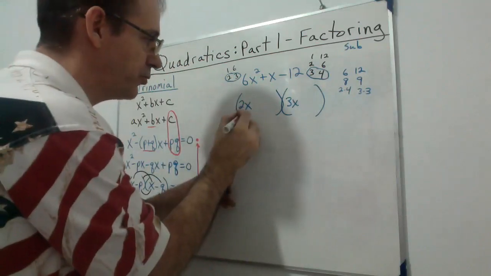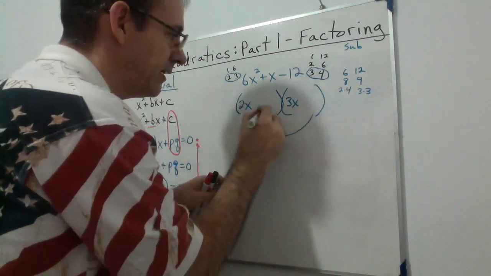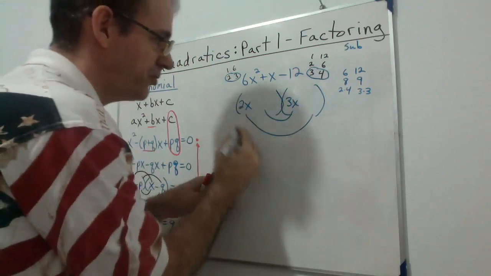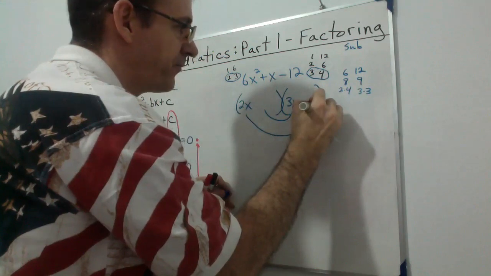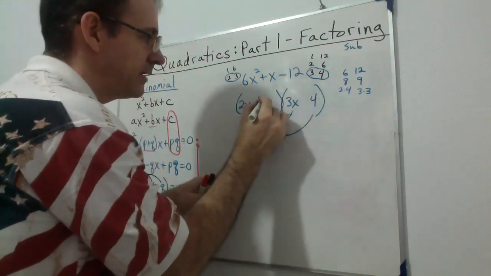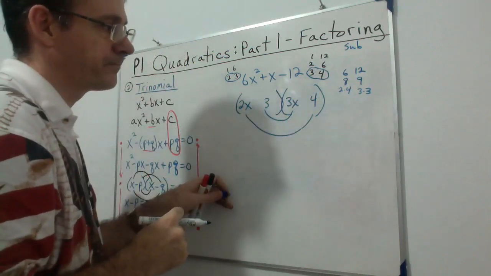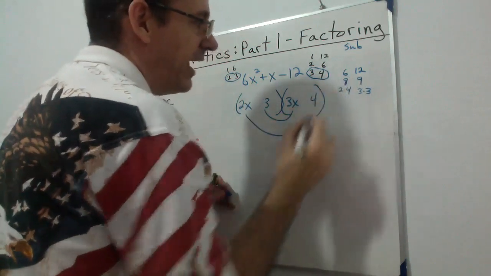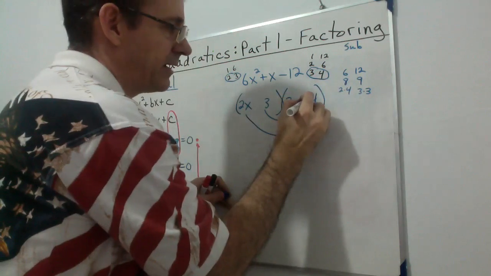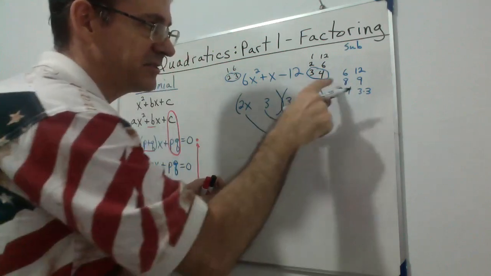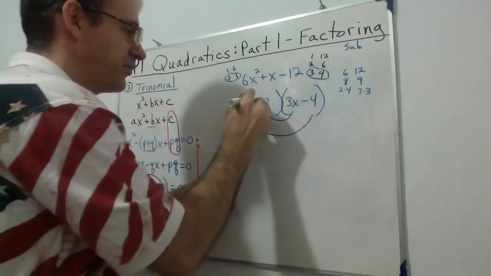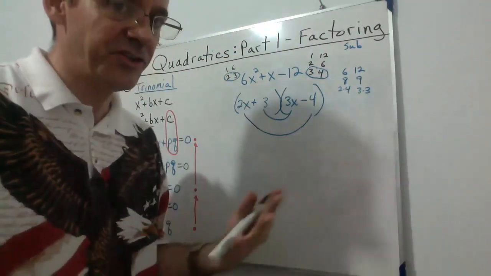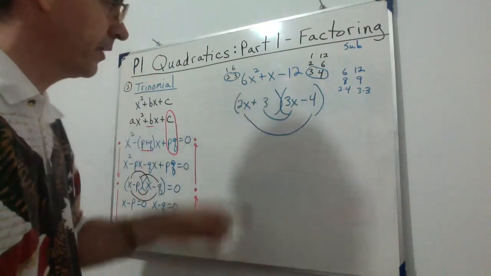So our 2 needs multiplied. Remember, we're dealing with the nose and mouth of the smiley face. The 2 needs multiplied by the 4, and the 3 needs multiplied by the 3. And since we want 9 minus 8, that means this one needs to be the minus. Subtract the 8. This one, the positive. So when you get to the end, just double check to see if it works.